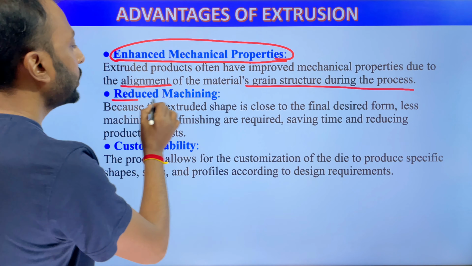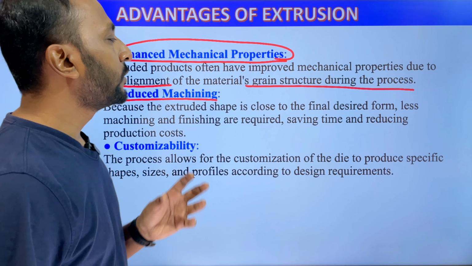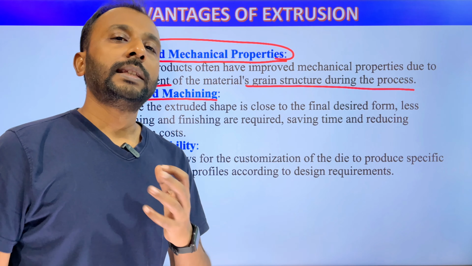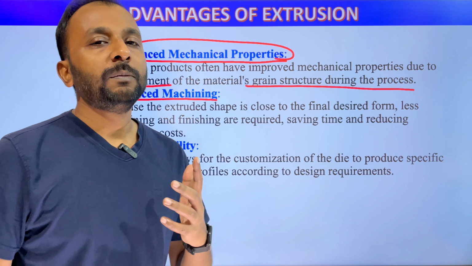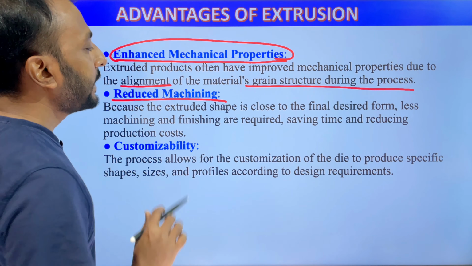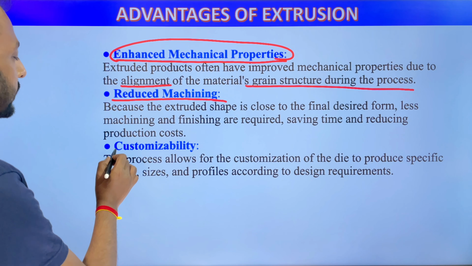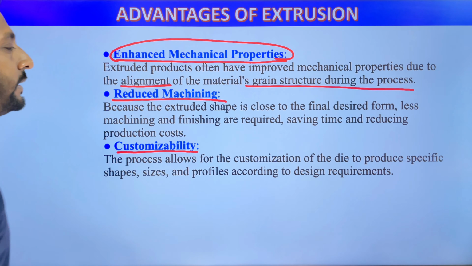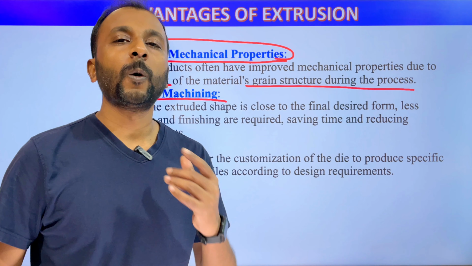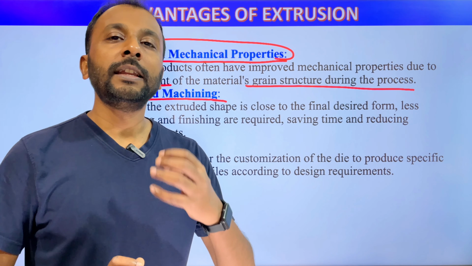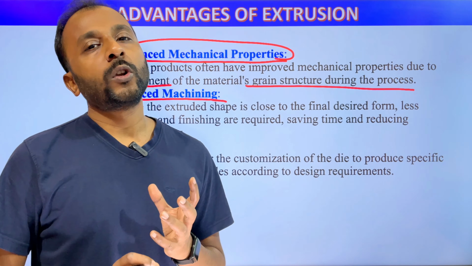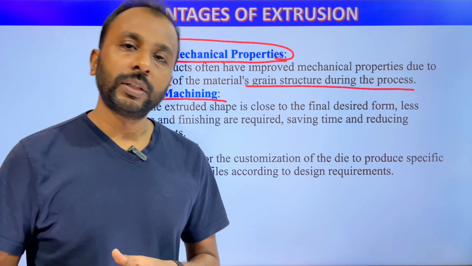Next is reduced machining. When we are doing the extrusion process, we get a near-final product. The surface smoothness of the product is very high, so extra machining is reduced. Next is customizability. In the extrusion process, we can customize the different profiles of the extruded product by replacing the die, because the shape or profile of the product depends on the die.